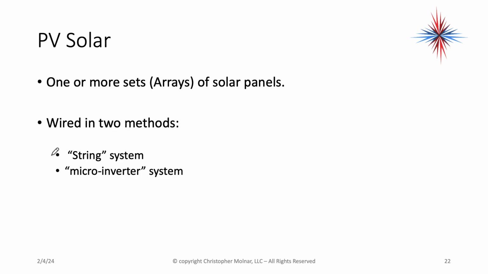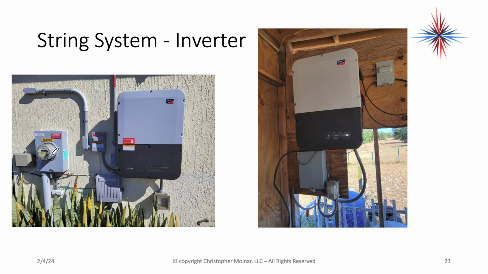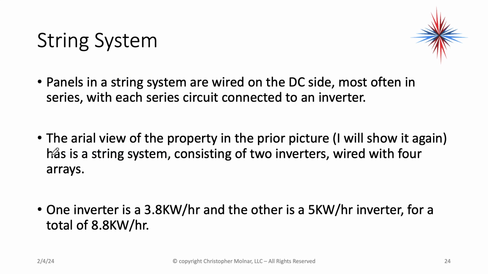One or more PV solar arrays, one or more arrays of solar panels. These are wired in two methods, either a string system or a micro-inverter system. A string system has a single inverter handling multiple arrays, and each array is wired in series. The DC voltages all come back to the inverter. The panels in the string systems are wired on the DC side, most often in series, with each series circuit connected back to the inverter.